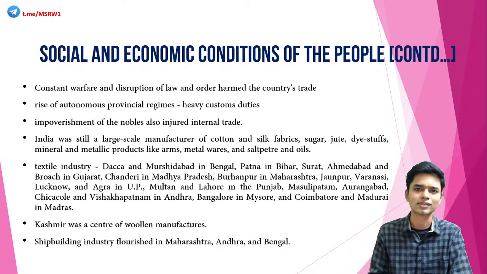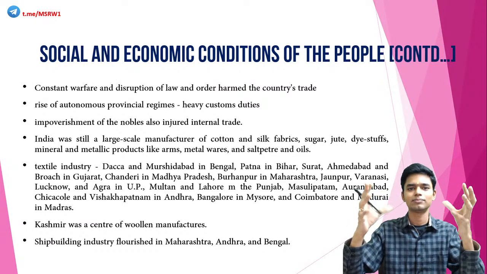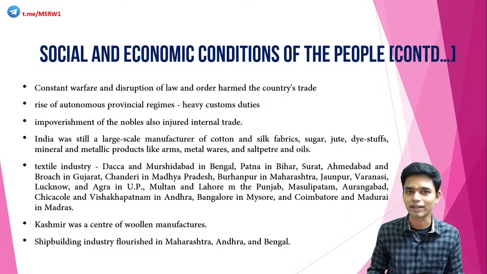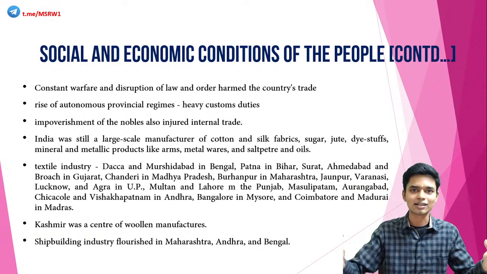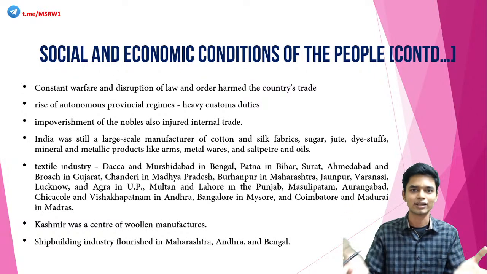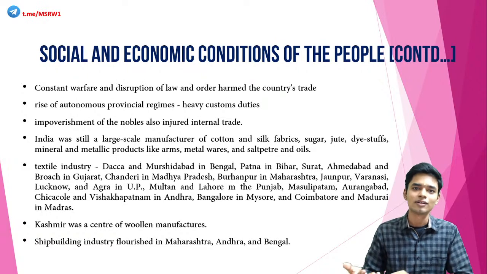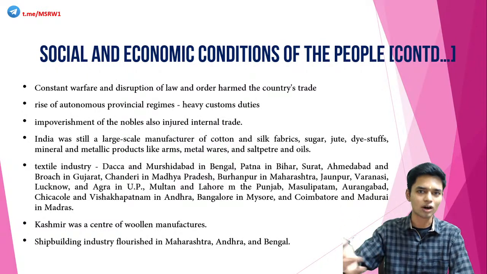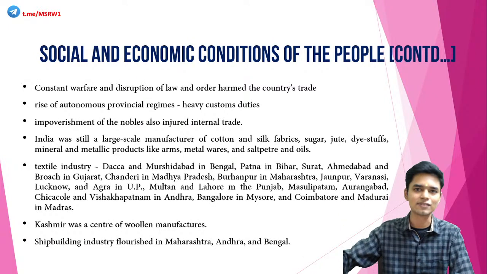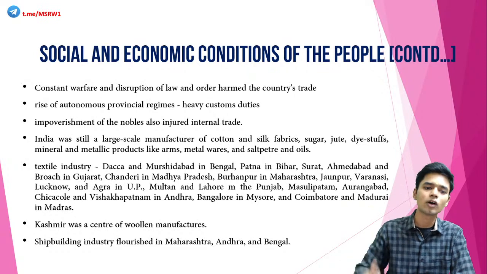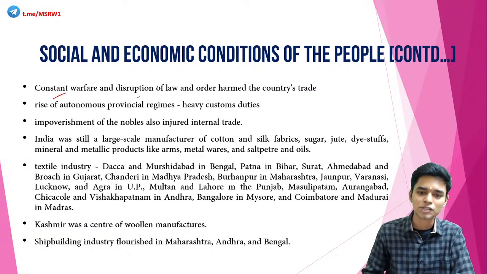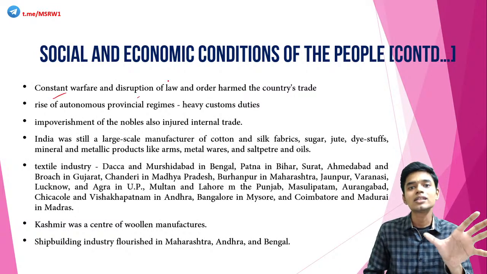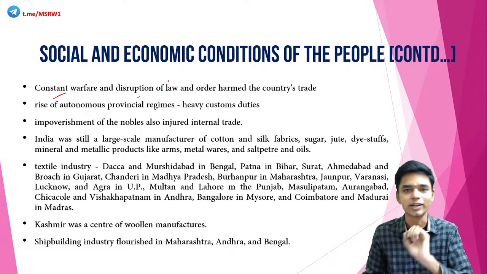Constant warfare. The strong Mughal monarchy started to decline, and small states started to come up across India, which means more and more inter-province wars, wars by local chiefs, local rajas, governors, etc. Overall, constant warfare and disruption of law. All this started to hamper the internal trade of India.